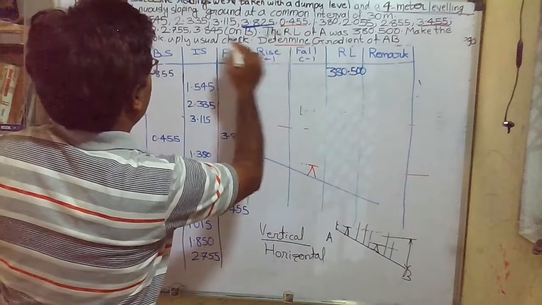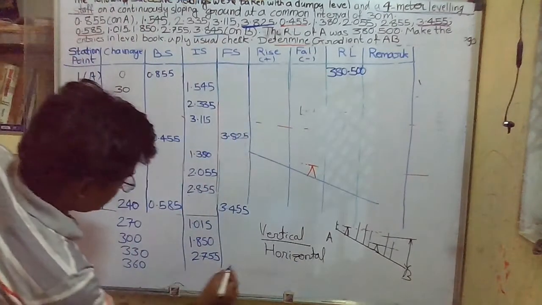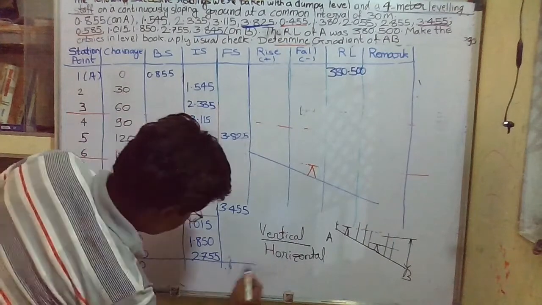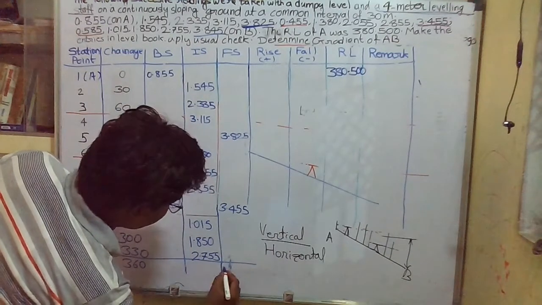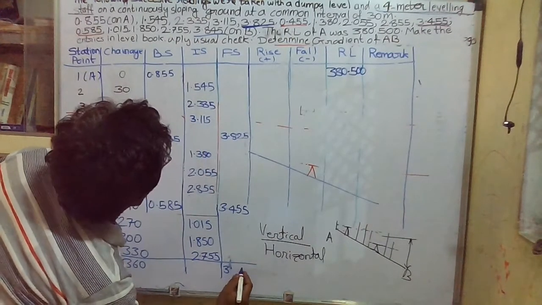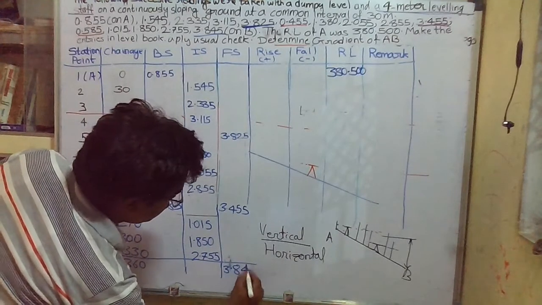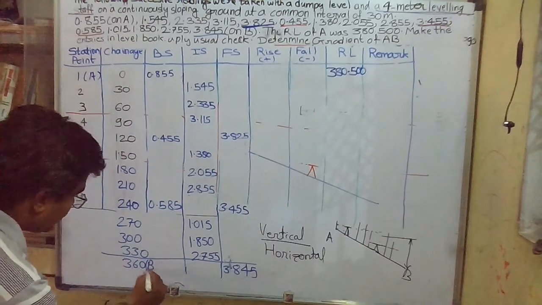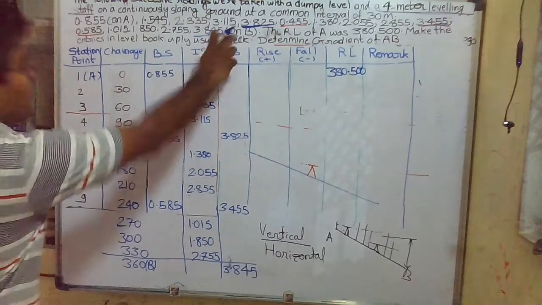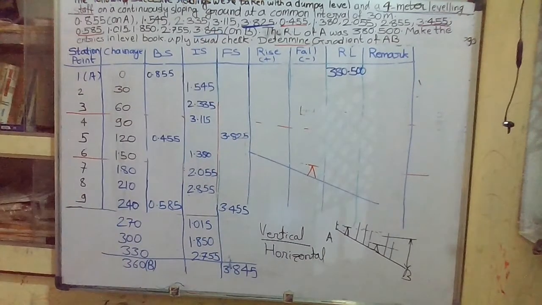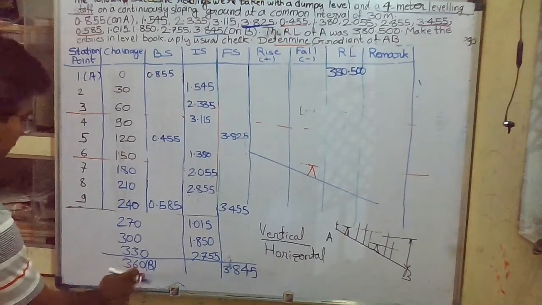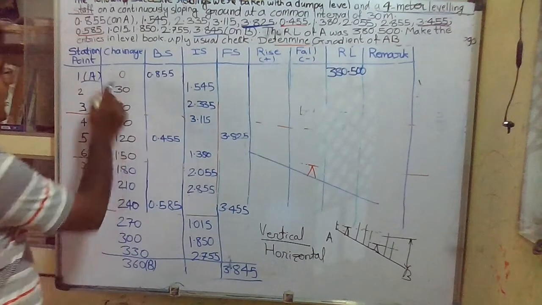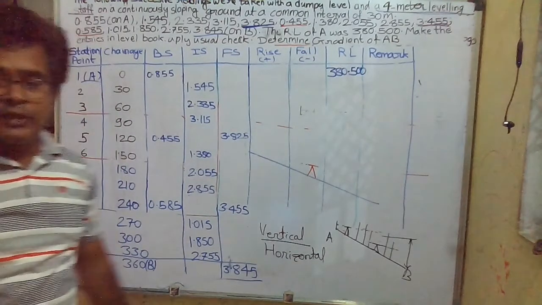it in the foresight, and that reading is 3.845. The last point is the change point B. It is given as point B. So this is our point B, and here this is our point A, the first point. Like that we can write the readings.